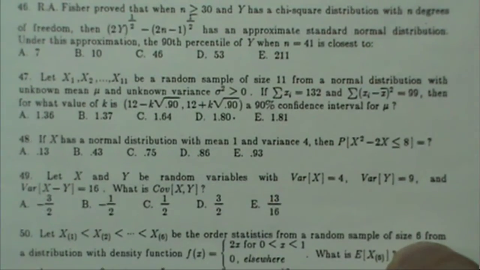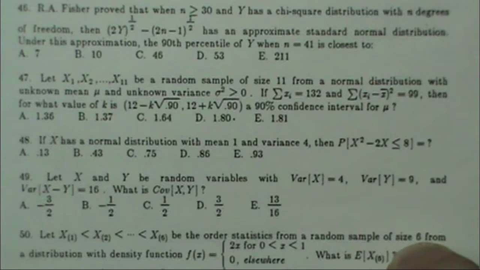Number 47, let x1, x2 through xn be a random sample of size 11 from a normal distribution with unknown mean mu and unknown variance sigma squared, which is greater than 0. If the sum of the xi is equal to 132 and the sum of xi minus x bar squared equals 99, then for what value of k is this interval a 90% confidence interval for mu?